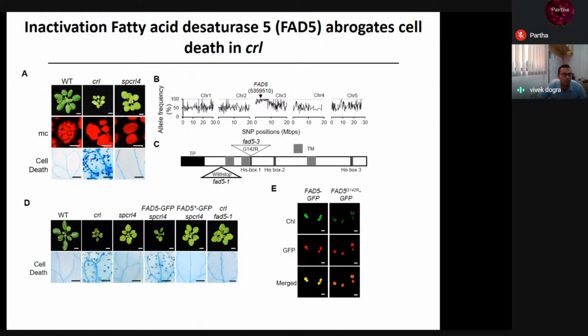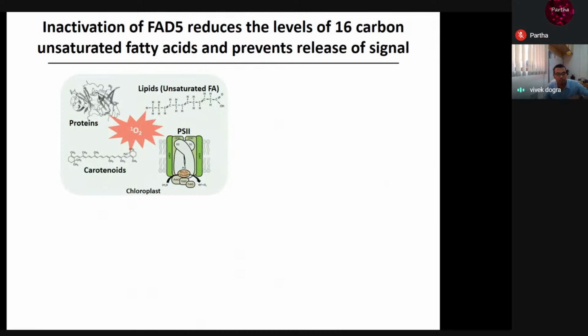Then we mapped this gene, and we found the mutant has a problem in a gene which is named FAD5. So FAD5 actually was responsible. We used another allele and also complemented this, and we found indeed FAD5 was the gene which had a problem, and because of this loss of function of FAD5, the CRL had repressed cell death.